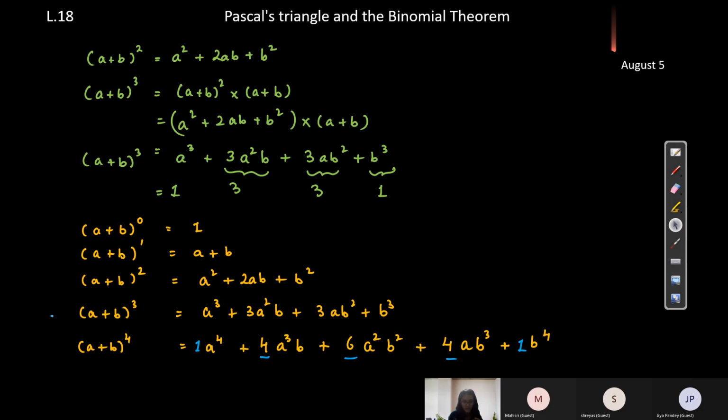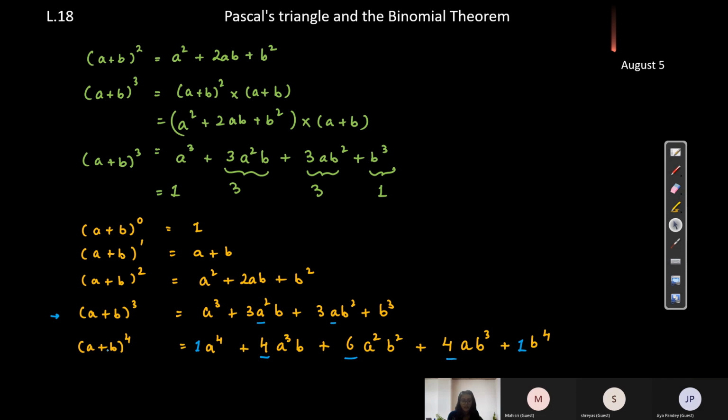Let's first look at this one, (a + b) cubed. When you start expanding this expression, first you write the first term a, raised to the highest power, which is 3, a³. Here there will be no b term. And when you move ahead, this power of 3 will keep on reducing. From a³ it will become a², then in the next term just a, and in the next term it will disappear completely.